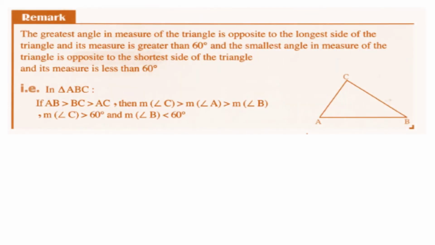You have to know that the greatest angle in measure in the triangle is opposite to the longest side of the triangle, and its measure is greater than 60 degrees, and the smallest angle in measure in the triangle is opposite to the shortest side of the triangle, and its measure is less than 60 degrees.